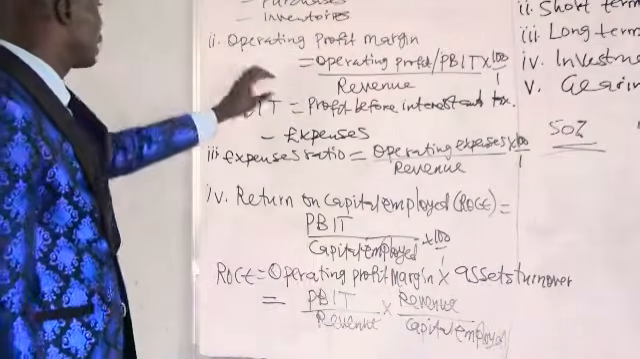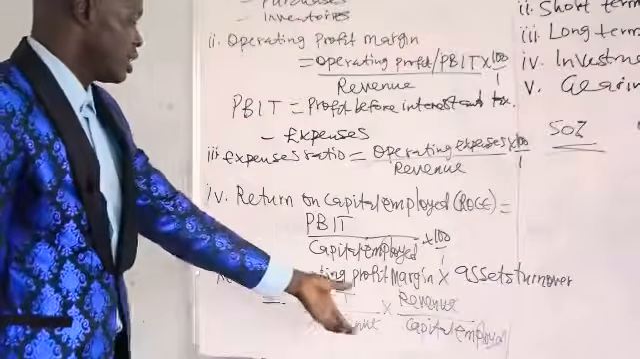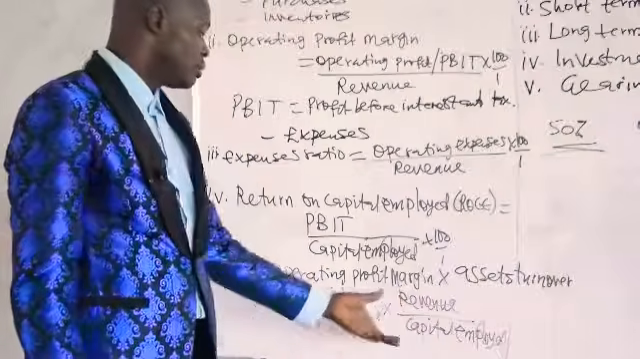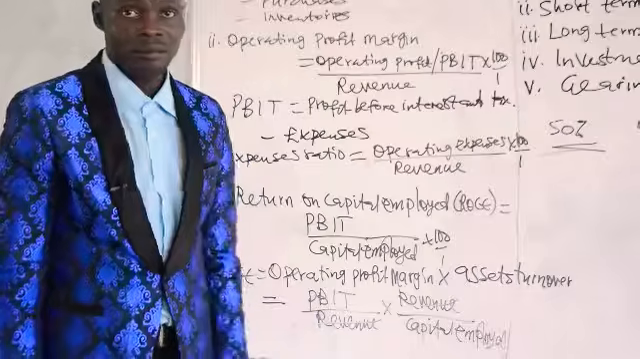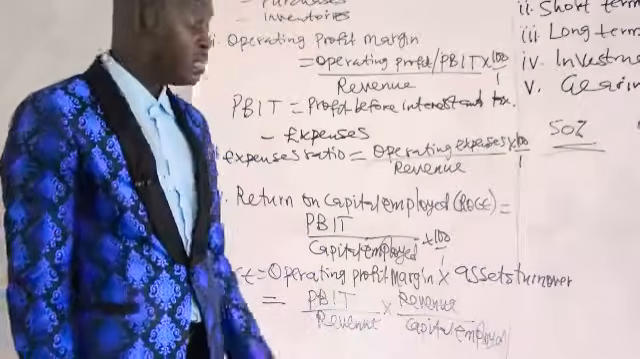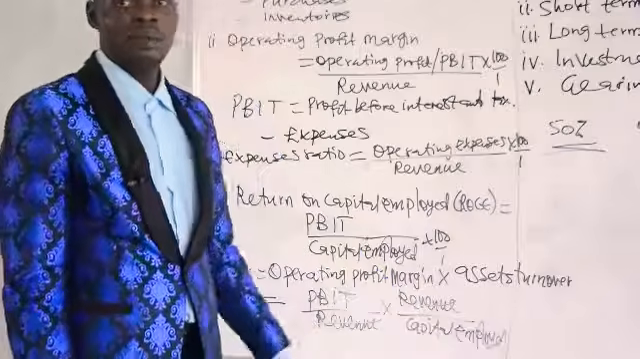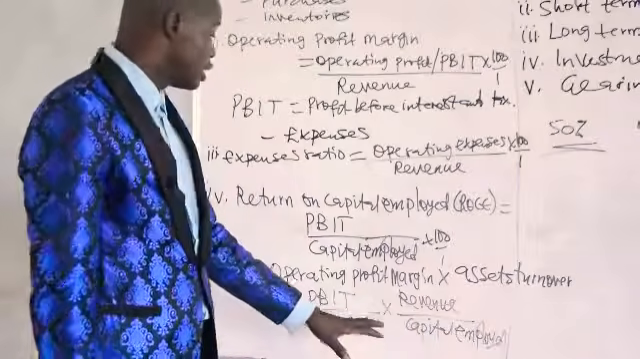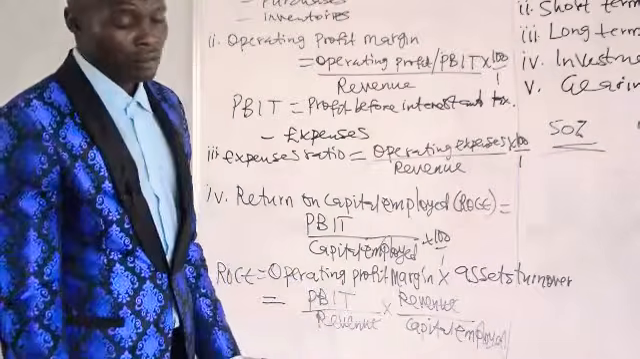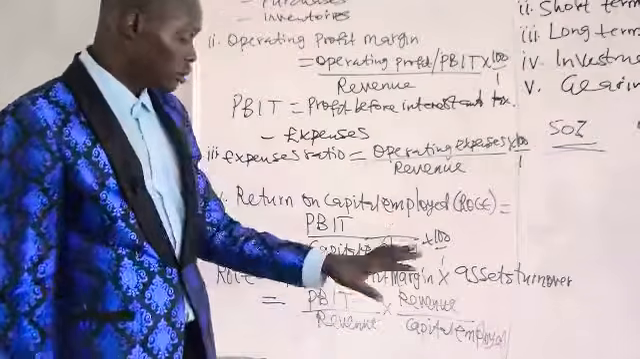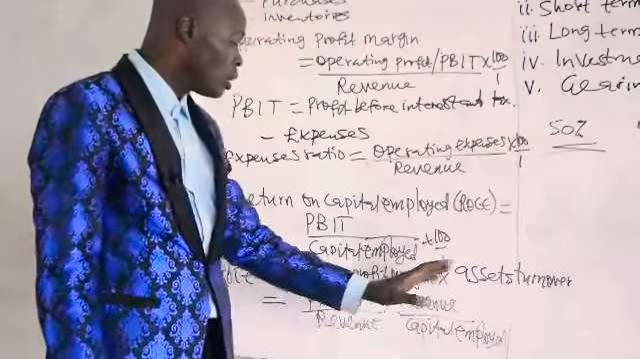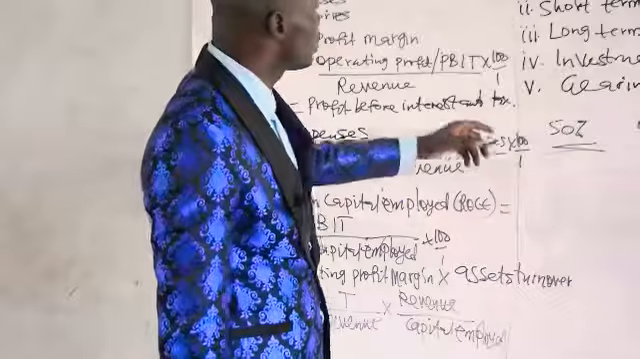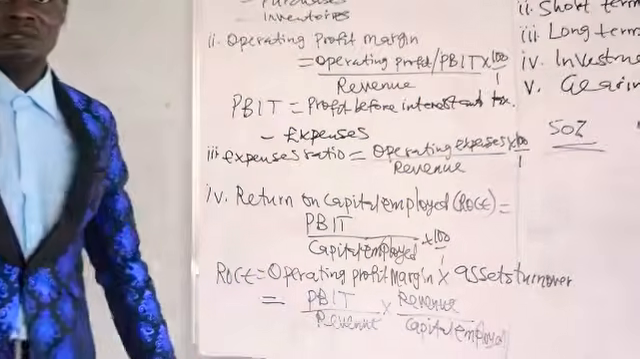Your comment on operating profit margin is the same as what we have discussed here. Then the asset turnover measures how efficient the business is in the management of their assets. Where the management are efficient in the management of their assets, the ROCE will increase, and where they are not, the ROCE will decrease. That is return on capital employed. Then we want to consider the short-term solvency and liquidity ratios.